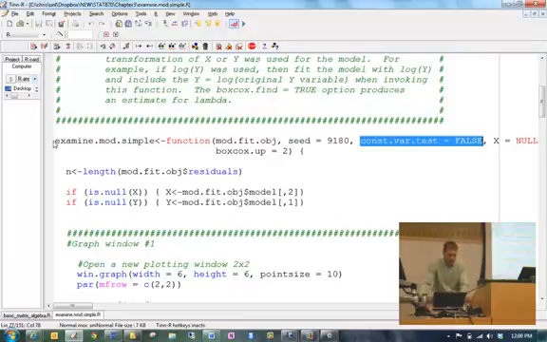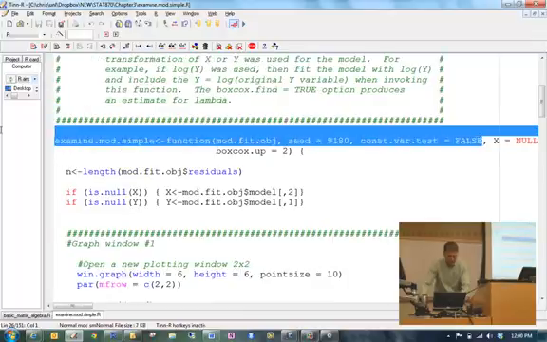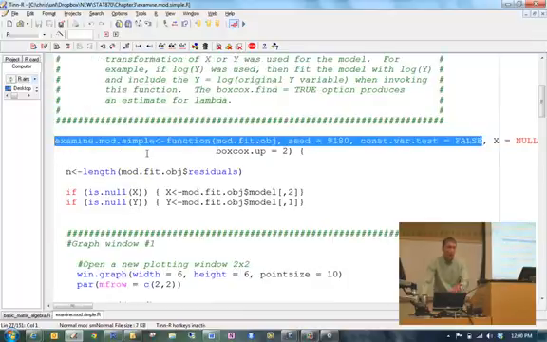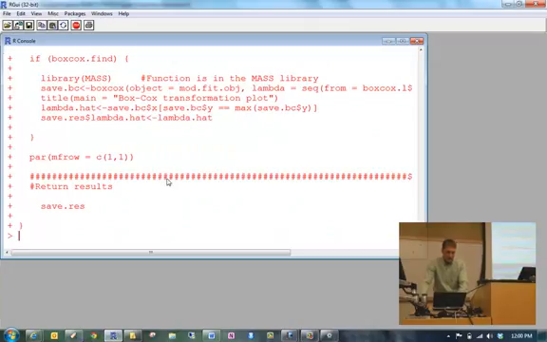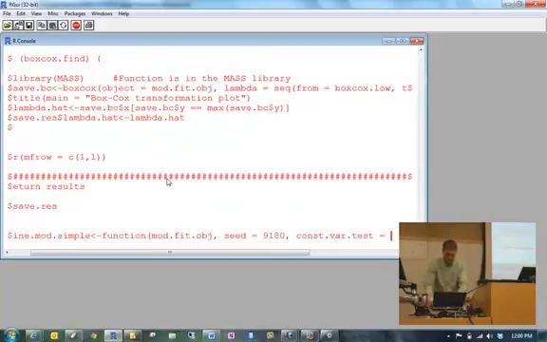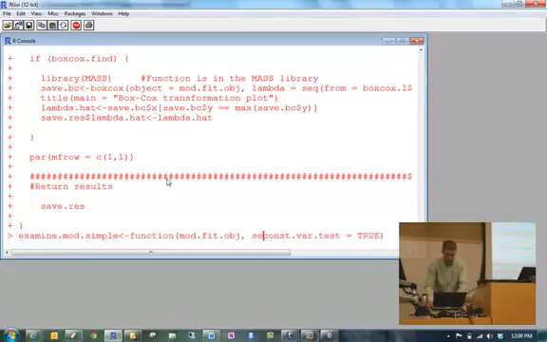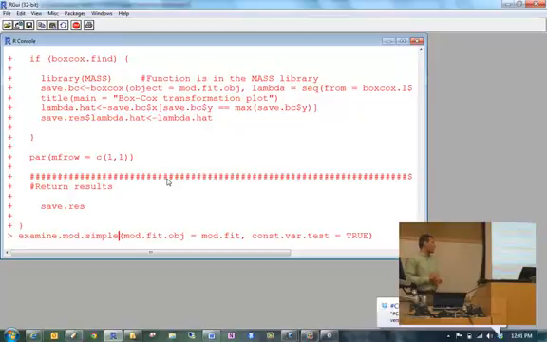So when I actually run this function here, let's say I'm running the function like this. So I've estimated some model, the results are in mod.fit, and I want to get that constant variance test. This is how I would run the function. Does that answer your question? Okay, good. Other questions?